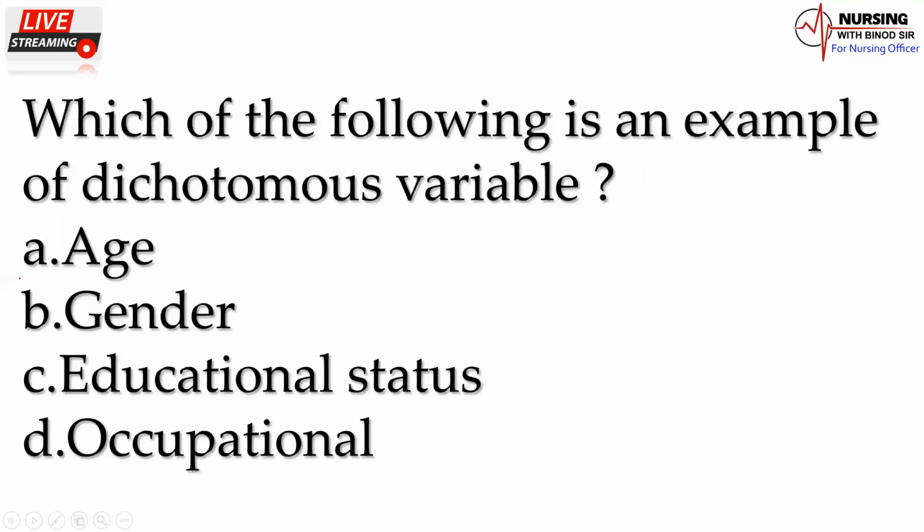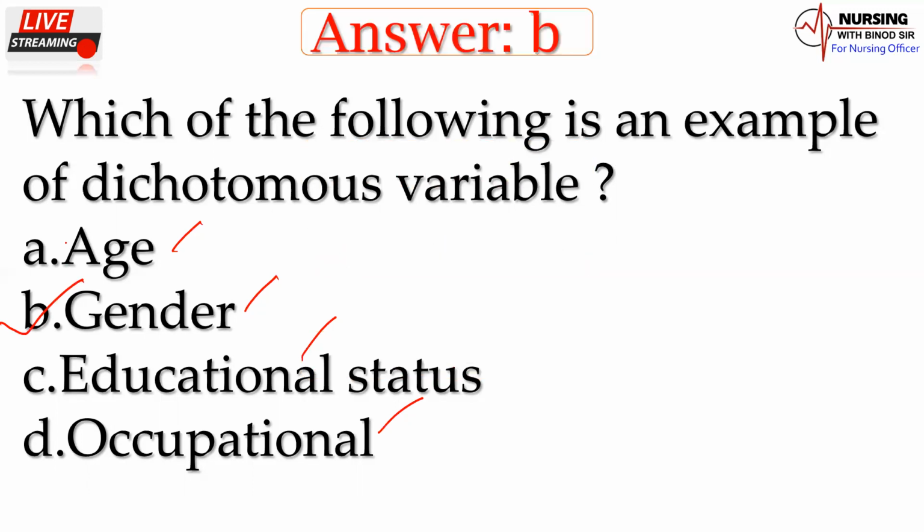Which of the following is an example of dichotomous variable? Option A, age. Option B, gender. Option C, educational status. Option D, occupational. So what would be the right answer of this question? Answer would be the B option, that is the gender. You must have to remember this one.